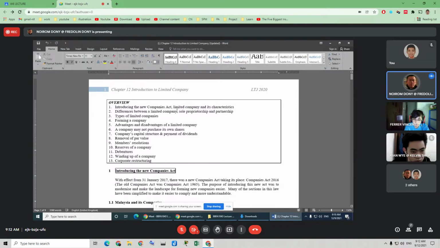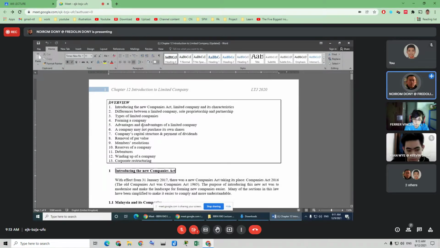The new Companies Act, Companies Act 2016, limited company and its characteristics, the difference between limited company and sole proprietorship and partnership, types of limited company, and the process of forming a company. You need to know all this because when you go out, at least you know the basics of how to form a company. When you own your own company, you need to go through this process.